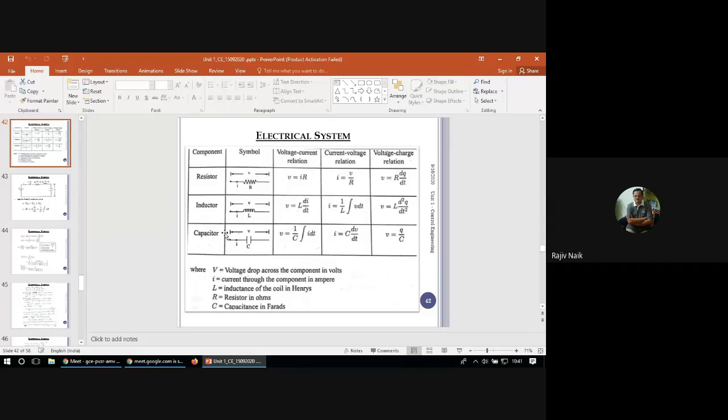Otherwise, the tree which is nearest to the tank will get the maximum water, and the tree which is farther away from the tank will not get any water at all. So everywhere the pressure regulation system has to be maintained.